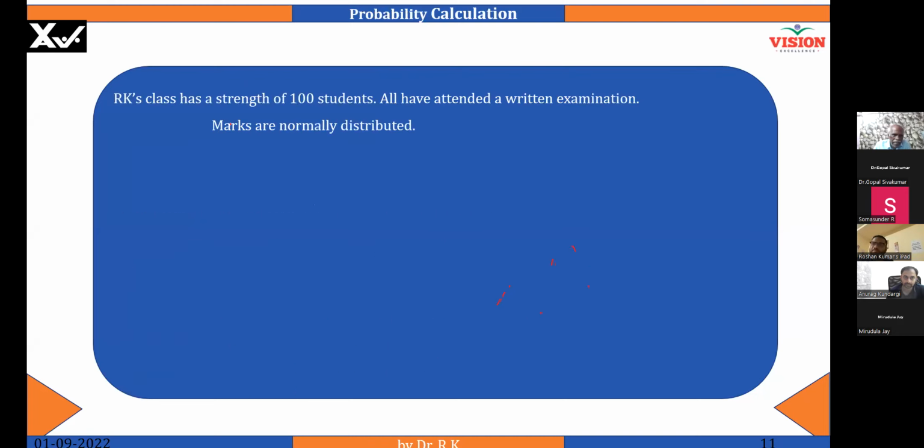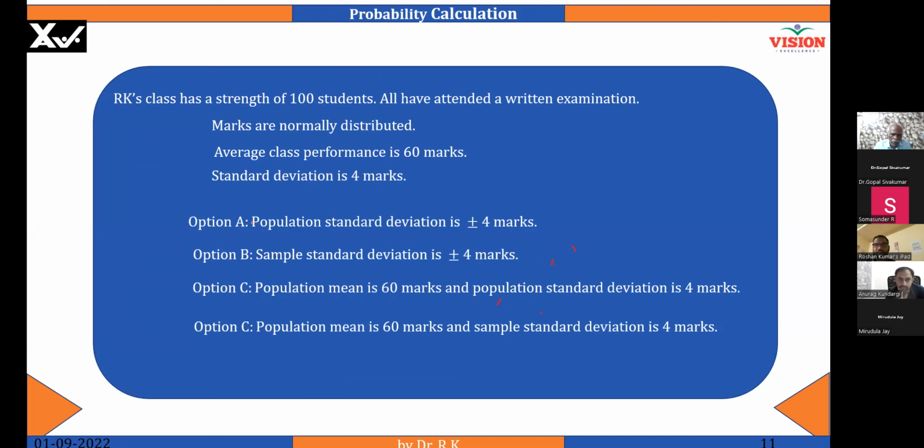Now, RK's class has a strength of 100 students. All have attended a written examination. Marks are normally distributed. Average class performance is 60 marks. Standard deviation is 4 marks. Now, tell me which option is correct.